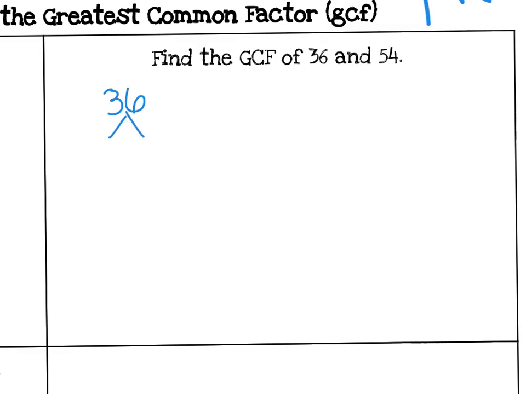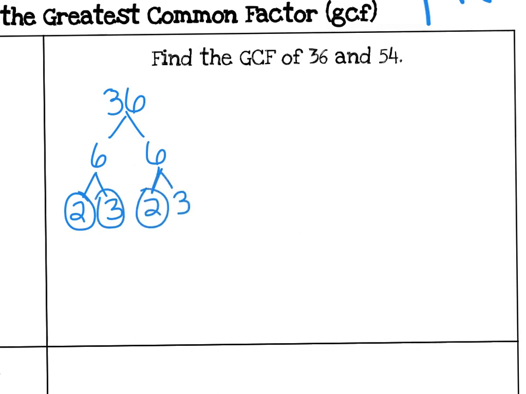Okay, so 36, I'm going to break it down into 6 and 6, and then neither of those are prime, so I'll have to factor it down again to 2 times 3. 2 is a prime number, 3 is a prime number, and I'll do the same thing to my other 6. Okay, so that's 36. Now I'm going to do 54.